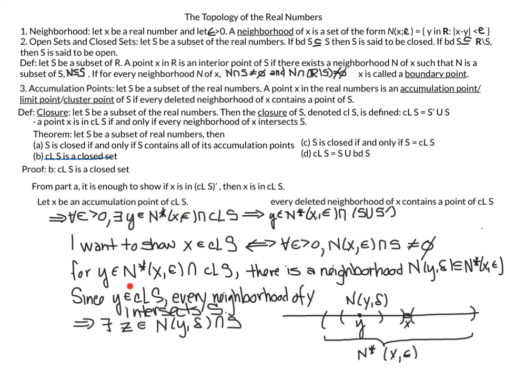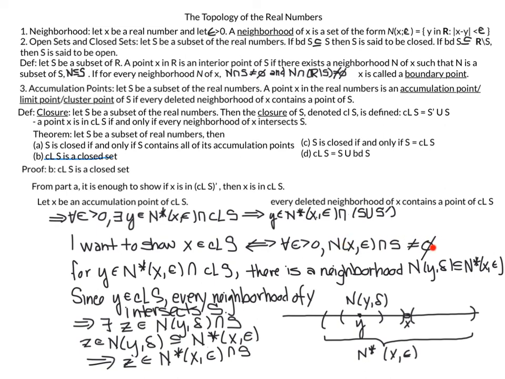But since Y is in the closure of S, that means every neighborhood of Y, according to this condition here, will intersect S. That is, there exists a Z in the neighborhood of Y that's also in S. Now I have Z in this neighborhood of Y, which is a subset of the deleted neighborhood of X. So I have Z in the deleted neighborhood of X and also in S, which is exactly what I needed to show, that the neighborhood of X intersect with S is not empty.